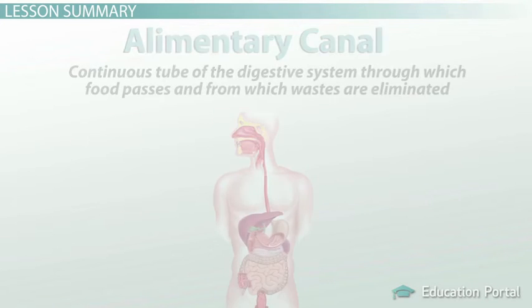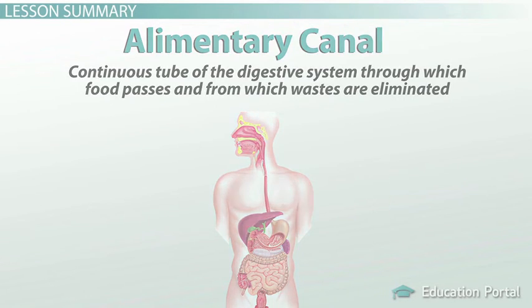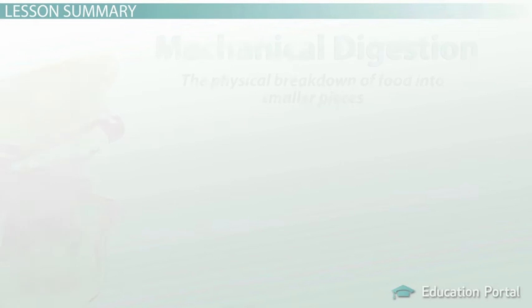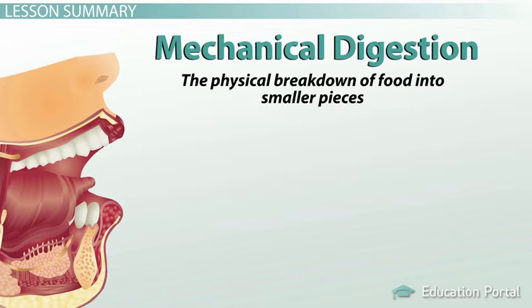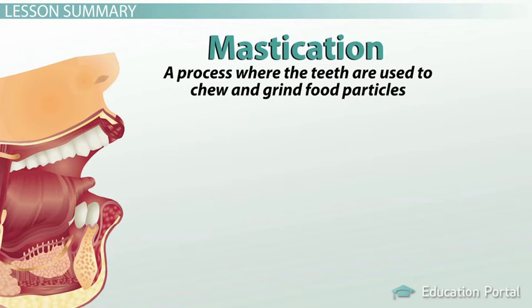Let's review. The alimentary canal is the continuous tube of the digestive system through which food passes and from which wastes are eliminated. Foods that you eat are broken down in two ways. One way is through mechanical digestion, which is the physical breakdown of food into smaller pieces. This is done by the teeth as they chew and grind the food particles in the process called mastication.